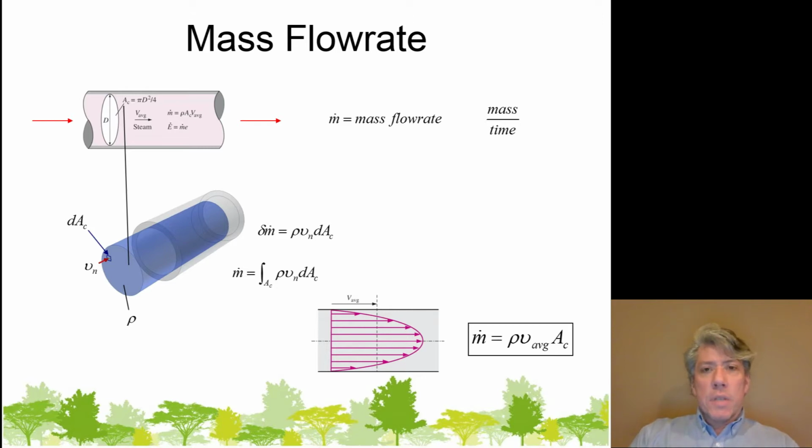So we need to consider mass flow rate if we're going to consider open systems. So think of just a simple piece of pipe. We've got a cross-sectional area that's just a circle, and the flow has some average velocity. Now, in reality, you may know from a fluids class that at various points in the cross-section, you see that blue circle there, the velocity will be different.